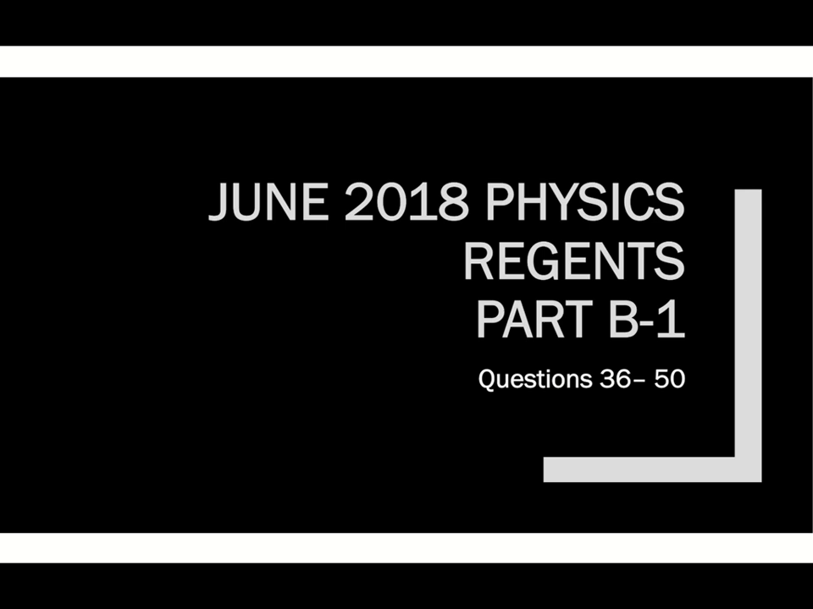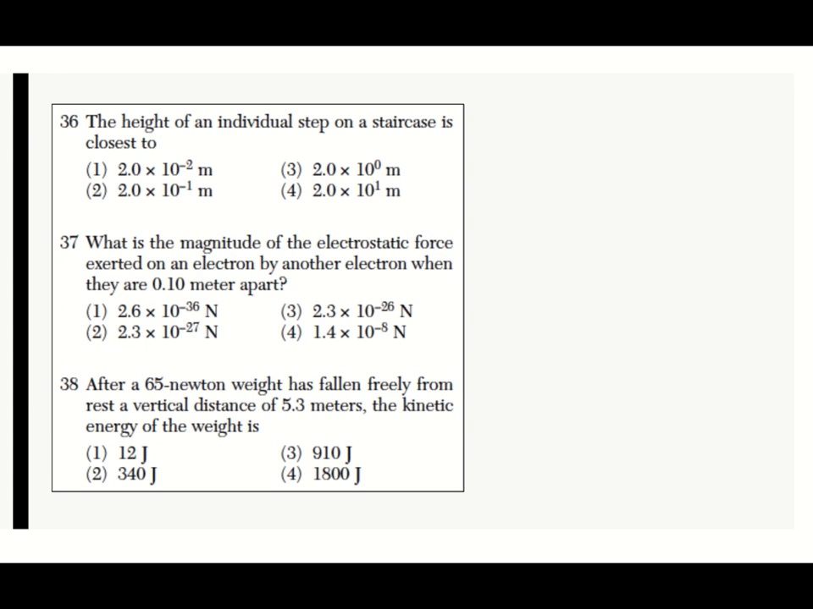This is now part B1 of the June 2018 Physics Regents, where we go over questions 36 to 50. These are a different set of questions than the first 35 in part A. And so we start with number 36, which is always a metric estimation type question.